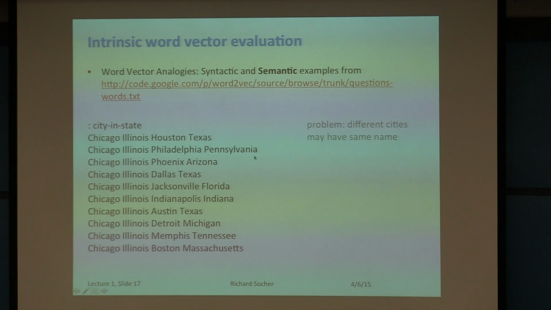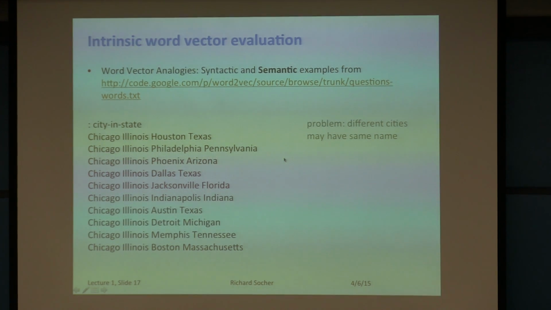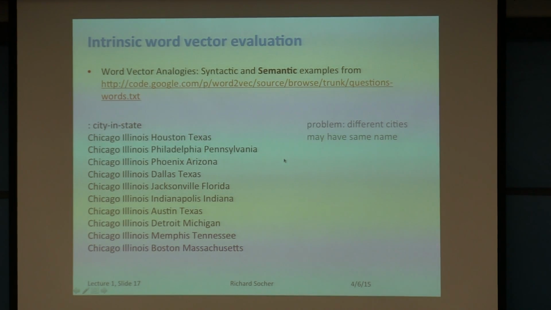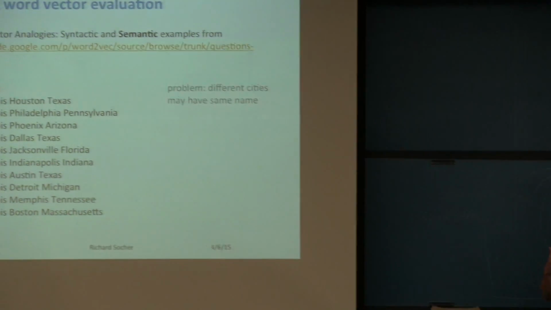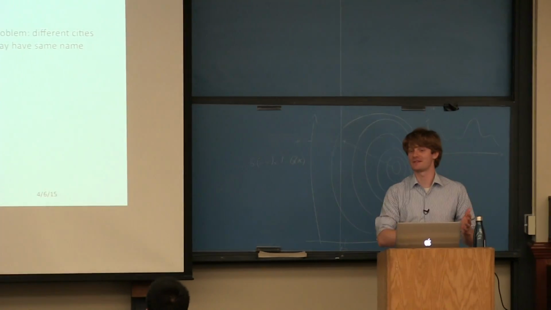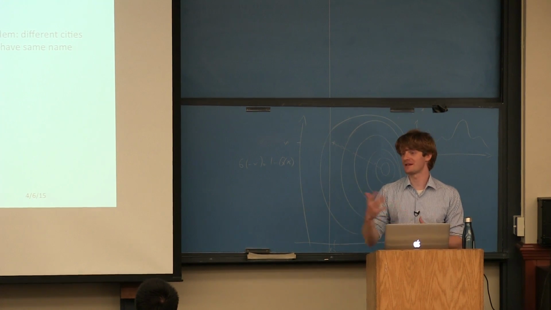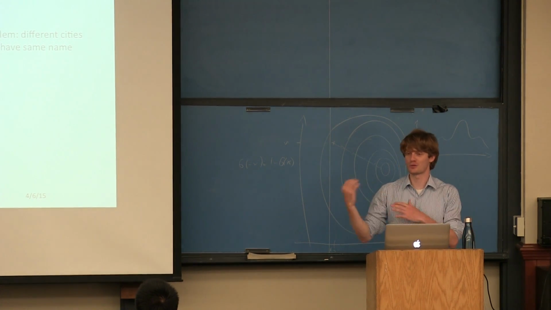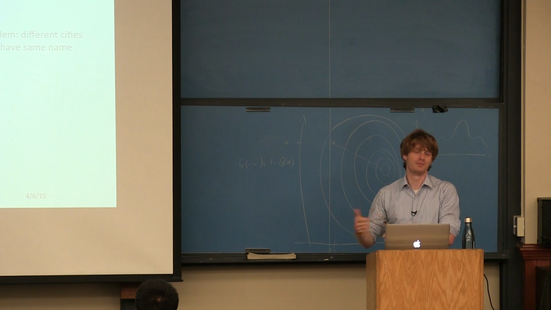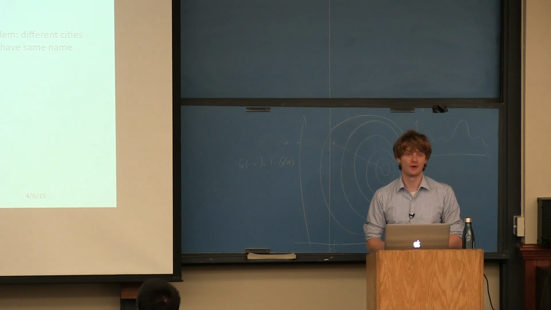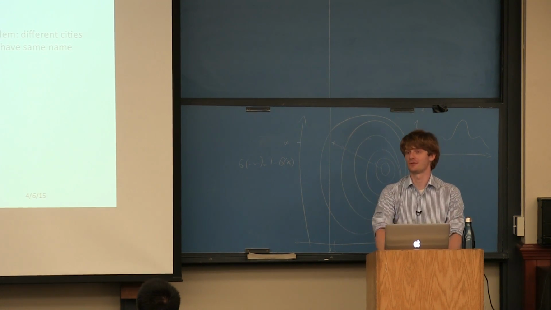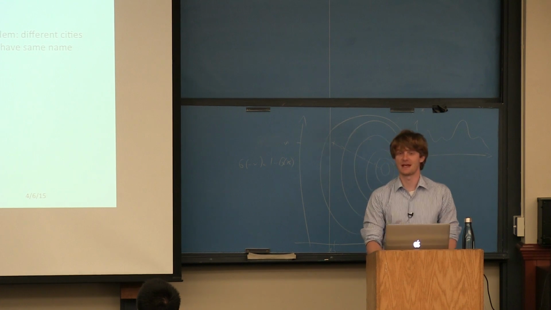And there are a lot of them. Of course, if you know a little bit about geography, you'll know that different cities may have the same name and appear in different states. And this will not be captured. Basically, if your corpus talks more about the right one here, then you're in luck. So it's just a caveat of this subset of the analogy questions.